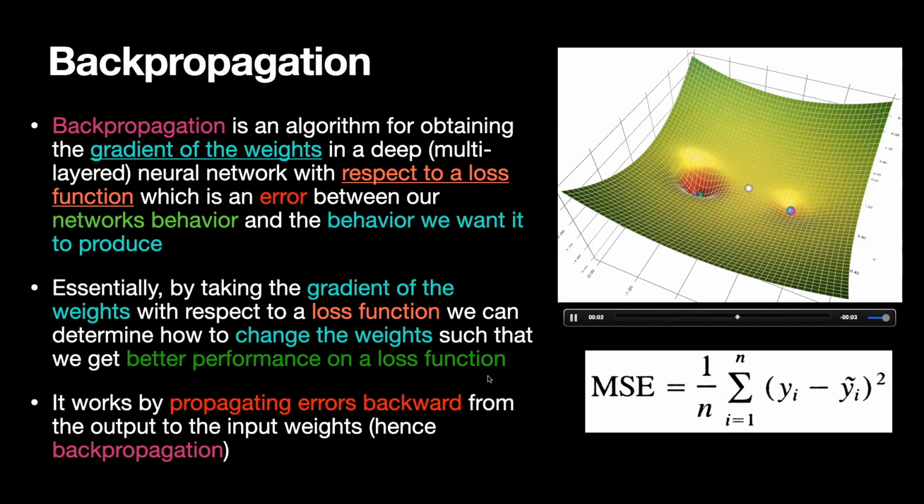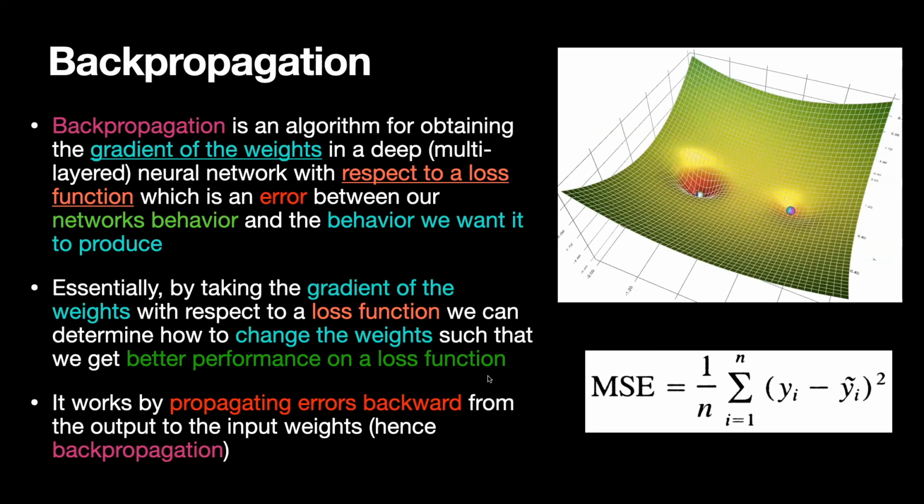Okay. So backpropagation is an algorithm for obtaining the gradient of the weights in a deep multi-layered neural network with respect to a loss function. And the loss function provides, like I just mentioned, an error between the network's behavior and the behavior you want it to produce. So if you have your classic MNIST data set, you shove the image through and it tells you a 1 is a 7. You're not going to be that happy about it. You're going to give it a massive error.